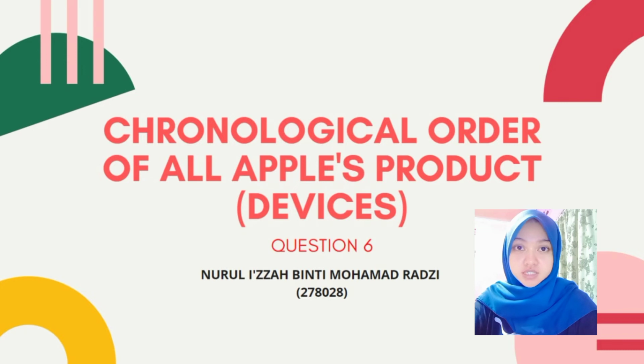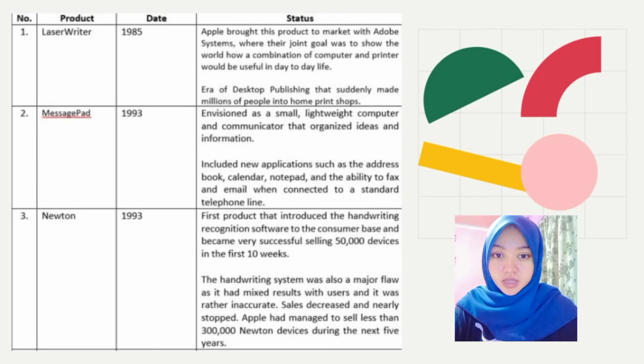Next, I'll present question 6, which is about the chronological order of all Apple products in terms of devices. Apple's first product was a LaserWriter, which was released in 1985. Apple collaborated with Adobe Systems to bring this product to market with the purpose of demonstrating how a computer and printer could be useful in everyday life. Millions of people became home printers when the desktop publishing era arrived.